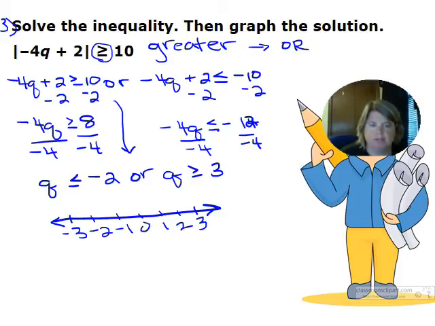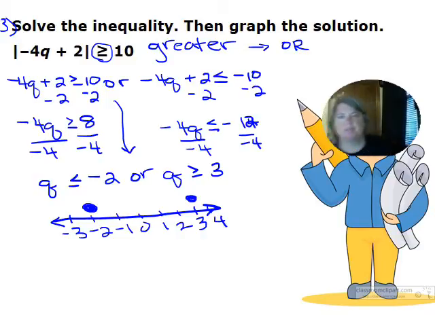So here, this has the line. At negative 2, it's going to have a solid point. At positive 3, it's going to have a solid point. I need one more. All right. So does that make sense?